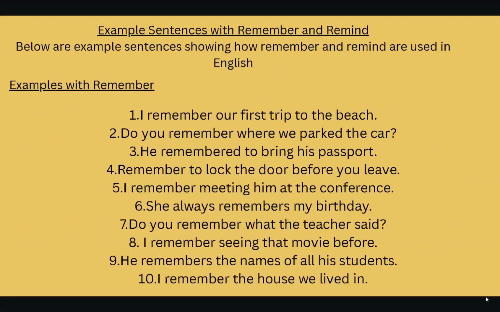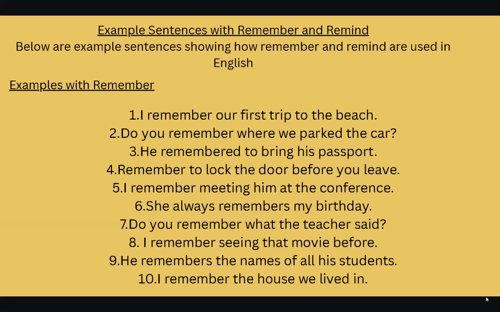Example sentences with remember and remind. Below are example sentences showing how remember and remind are used in English. Examples with remember. Number 1, I remember our first trip to the beach. Number 2, do you remember where we parked the car? Number 3, he remembered to bring his passport. Number 4, remember to lock the door before you leave.